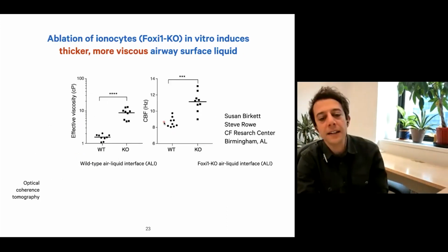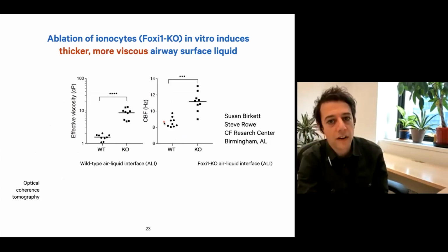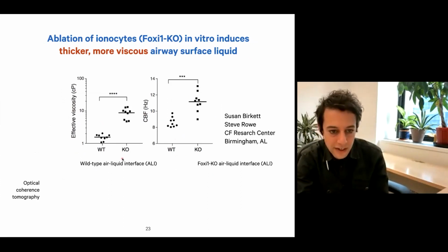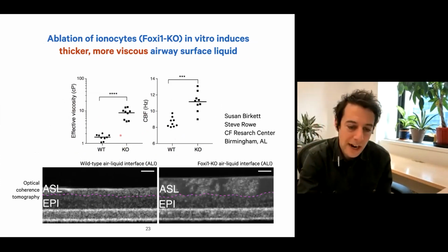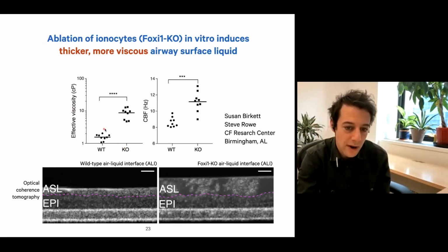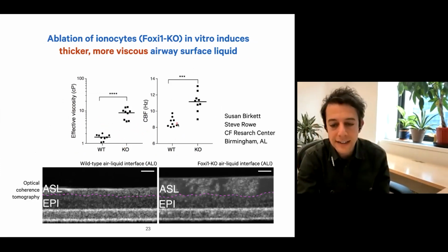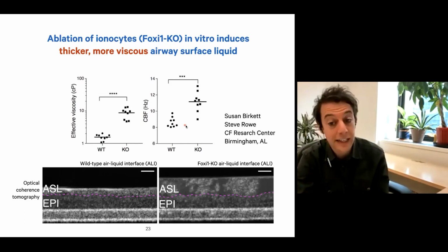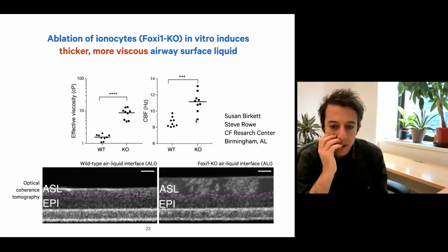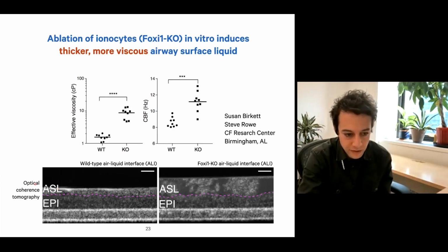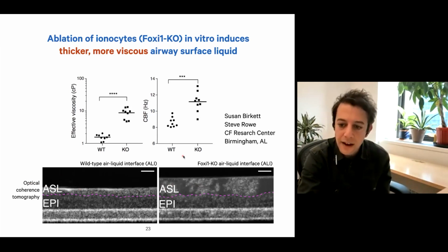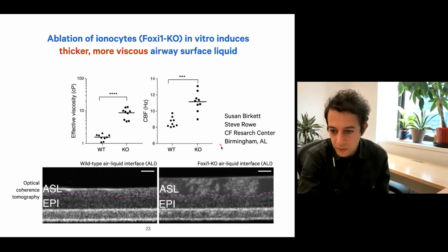So then we deleted these ionocytes using FOXI1 knockout mice, grew airway epithelial cells in air-liquid interface, and then performed some microbiology experiments and showed that the airway surface liquid was quite different. It was quite a lot thicker, more viscous, and the ciliary beat frequency was dramatically different. It was actually increased, maybe counterintuitive, but we interpreted this as some sort of compensatory mechanism for thicker mucus. And we can also sort of observe this thicker mucus in optical coherence tomography experiments, which were done by Steve Rowe's group in Birmingham.